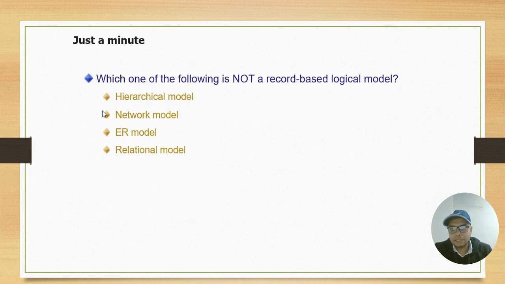So here you can see which of the following is not a record-based logical model. So did you see previously also? So hierarchical model, network model, relational model. These three are coming under the record-based logical model. So which one is the correct answer going to be? ER model. Why? Because ER model comes under the object-based logical model, not a record-based logical model. That's why ER model is going to be the correct answer. Like as I told you, ER stands for entity relationship. Clear?